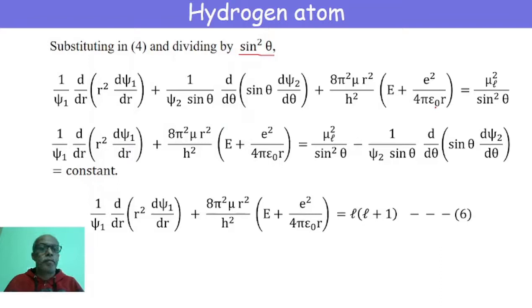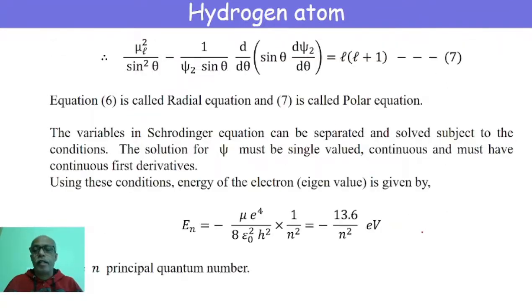So rewriting again, 1 by psi1 d by dr of r square d psi1 by dr plus 8 pi square mu r square by h square into E plus e square by 4 pi epsilon naught, that is equal to mu L square by sin square theta minus 1 by psi2 sin theta d by d theta of sin theta d psi2 by d theta, and each is equal to a constant. And that constant will be equal to L into L plus 1. L into L plus 1 is the constant.